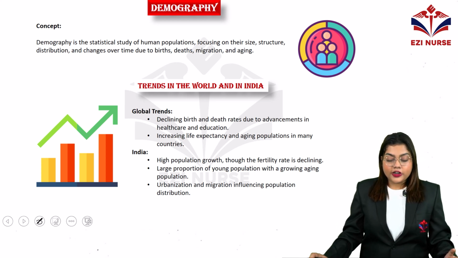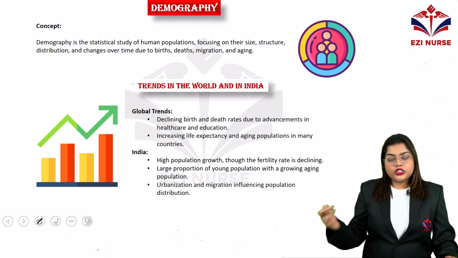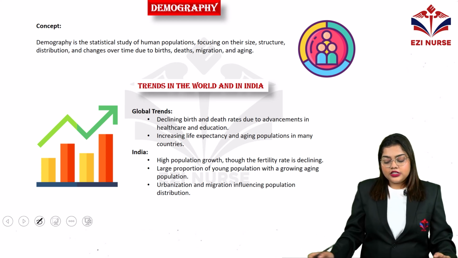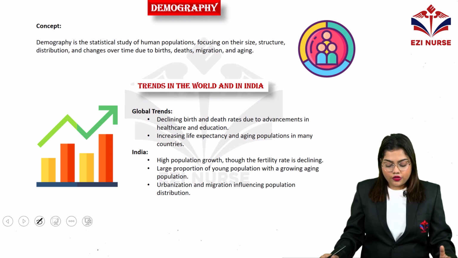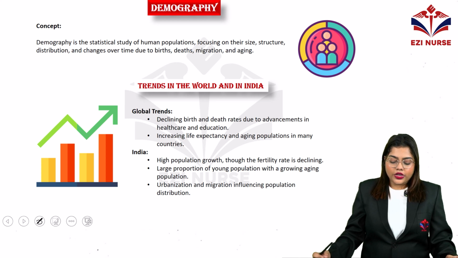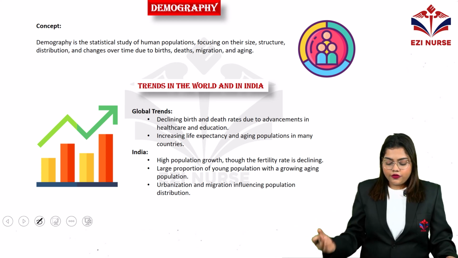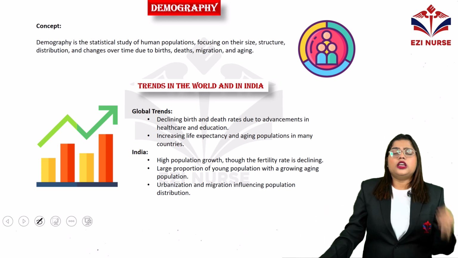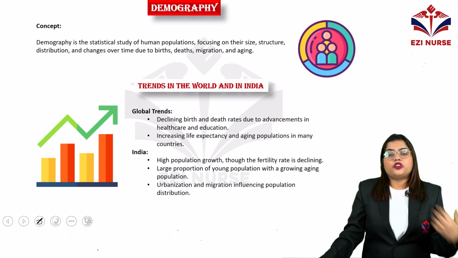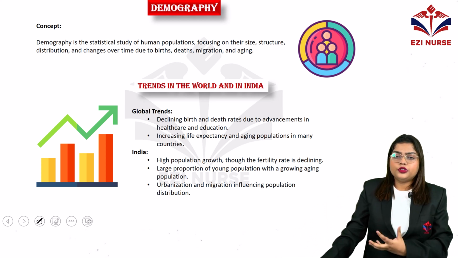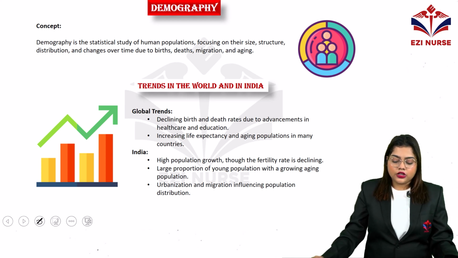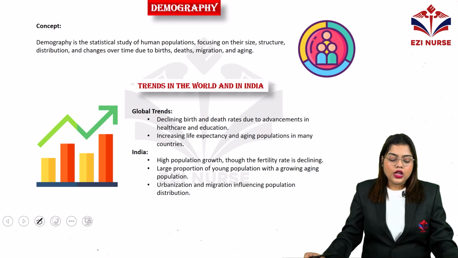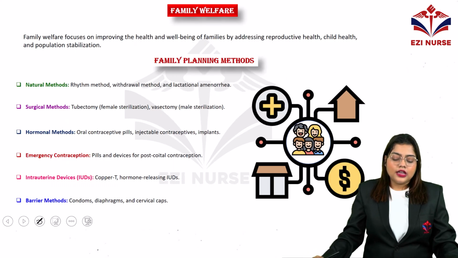But in India, what's happening here is high population growth, though the fertility rate is declining. Also, a large proportion of young population with a growing aging population. Also, urbanization and migration are influencing population distribution, like people from villages are trying to go into the cities for job opportunities and a developed lifestyle. So these are the main trends of demography in the world and India.